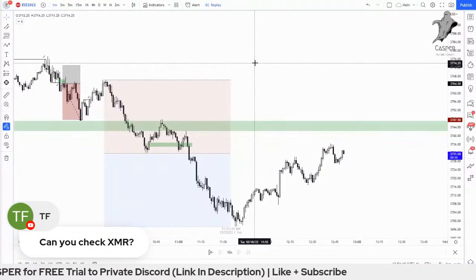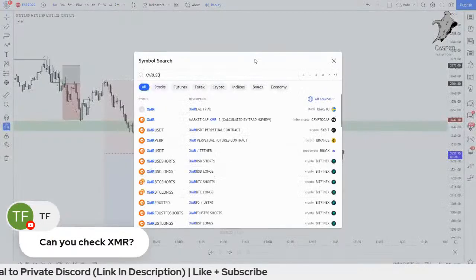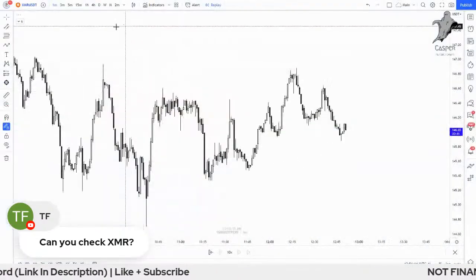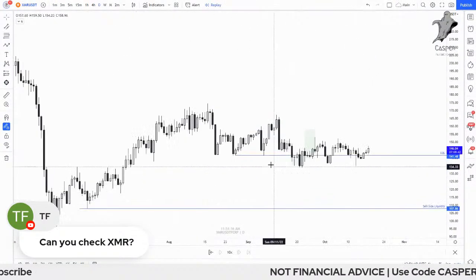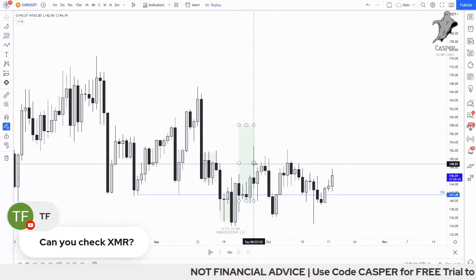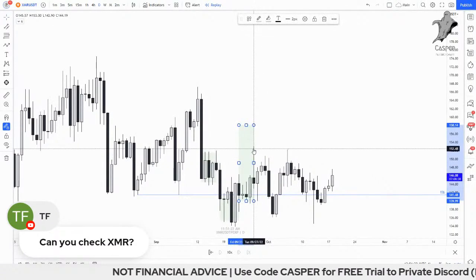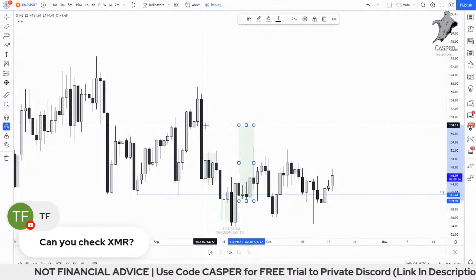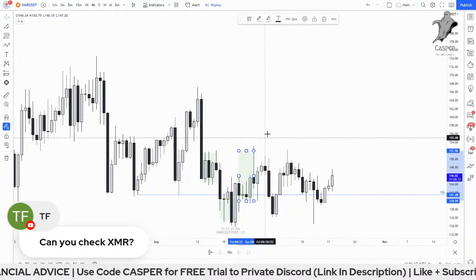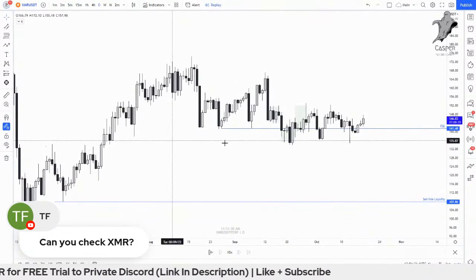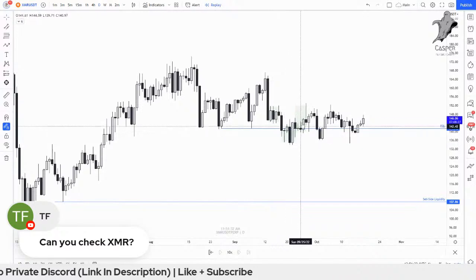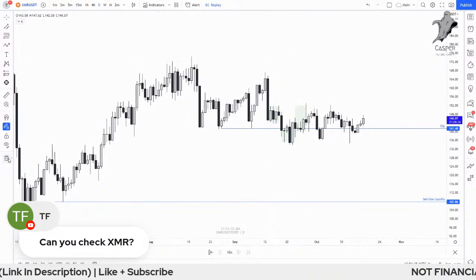Can I check XMR? Yeah, sure. I haven't looked since it took. It actually played out kind of nice. I had this PO3 marked. This was a while ago. My target was too extended. It should have just been down there. It played out pretty nicely. One of those equal lows distributed above these equal highs.